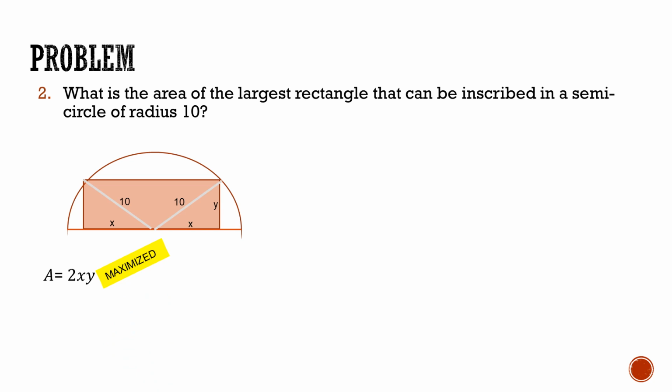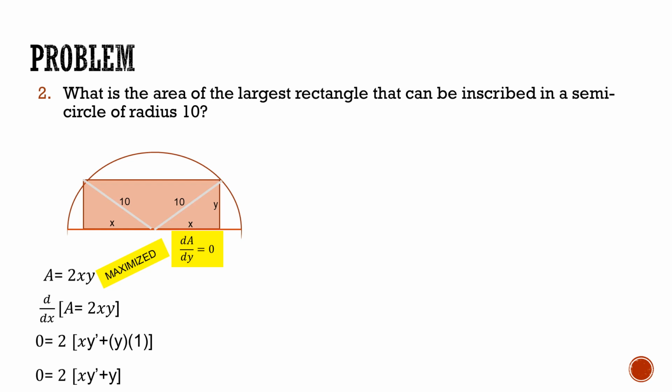And note that this is to be maximized. And we choose y, differentiate area with respect to y, and equate it to 0. Then we execute differentiation of x for the whole function of area. And then again, product rule tayo with a constant. Magkakaroon tayo ng value ng y prime.